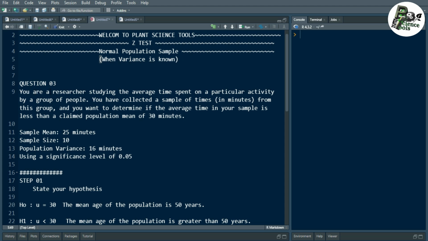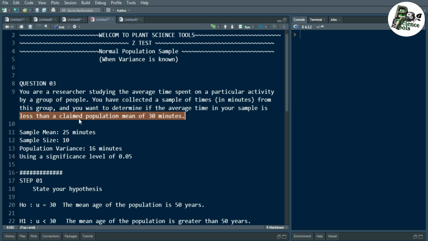The question is that suppose you are a researcher studying the average time spent on a particular activity by a group of people. You have collected a sample of times in minutes from this group, and you want to determine whether the average time in your sample is less than a claimed population mean of 30 minutes. The given data is: the sample mean is 25 minutes, the sample size is 10, the population variance is 16 minutes, and the significance level is 0.05.